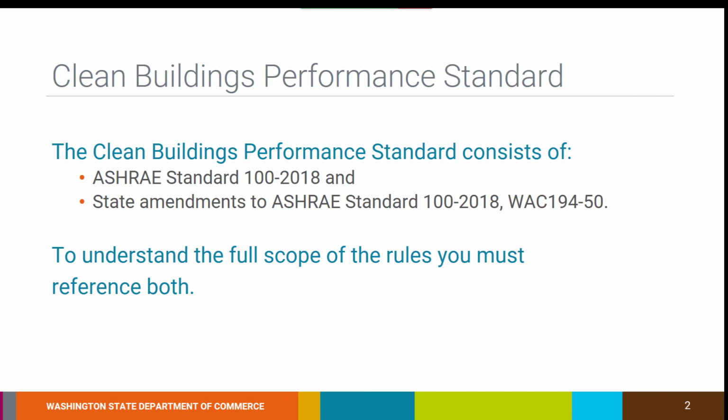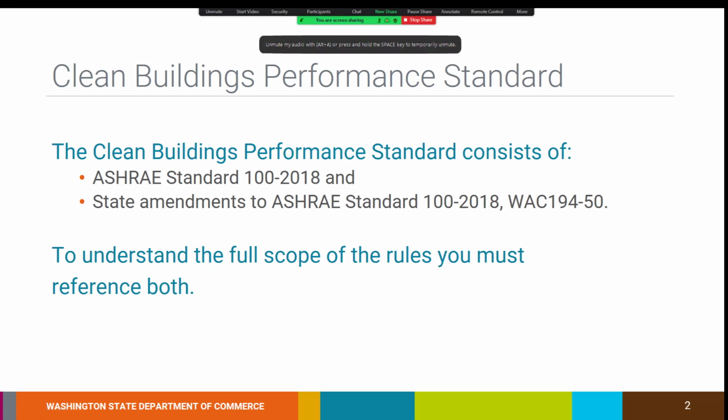The Clean Buildings Performance Standard is based on ASHRAE Standard 100 with Washington State amendments to address legislative requirements of RCW 19.27A.200 through 240. These amendments are found in WAC 194-50 and identified by the corresponding section number in which they replace in ASHRAE Standard 100. These amendments not only replace specific sections of the ASHRAE document, but include new sections unique to the Clean Buildings Performance Standard.